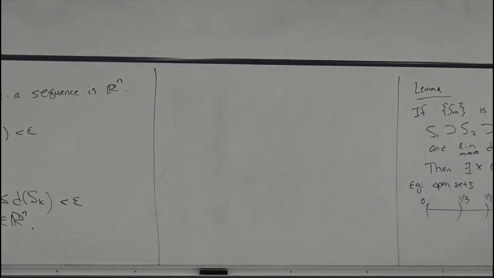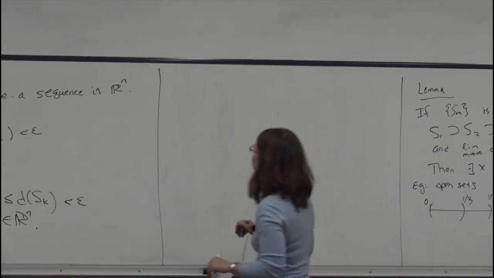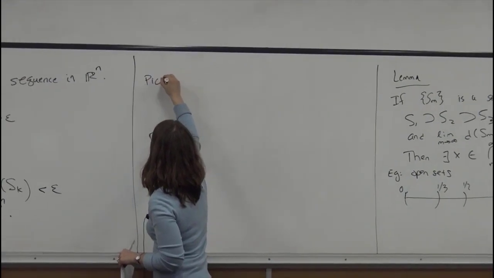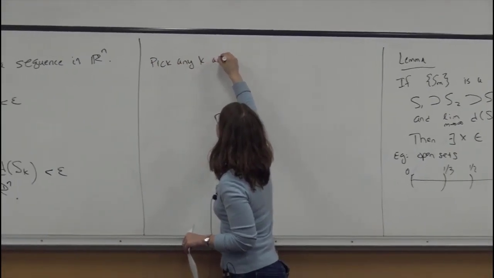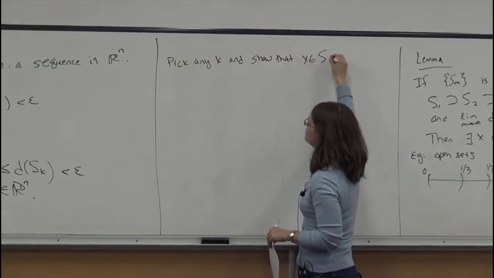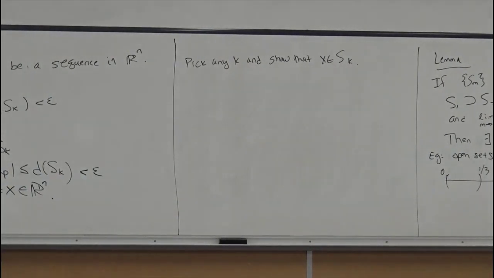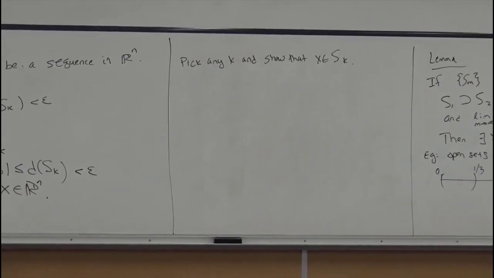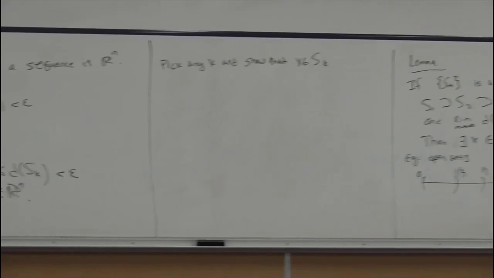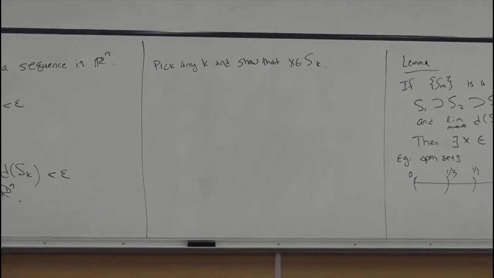Now, what do we want to know? We want to know that this x lives inside all of these sets, that it lives in the intersection of all of these sets. All right, so let's pick any k and try to argue that x lives in this set, right? Which again, with open sets, this wouldn't happen necessarily. So it's going to be important that the set is closed. We'll have to use that somewhere. So let's pick any k, and we want to show that x belongs to Sk.